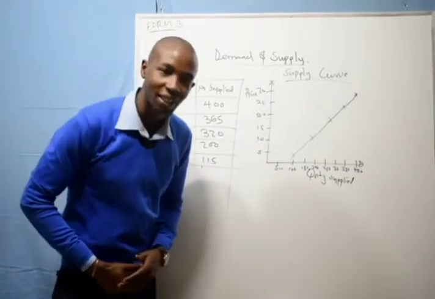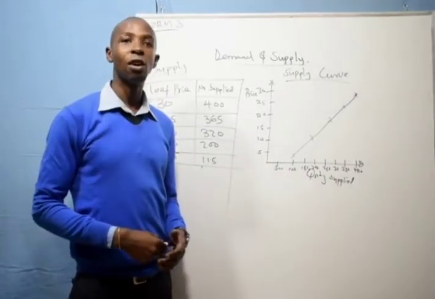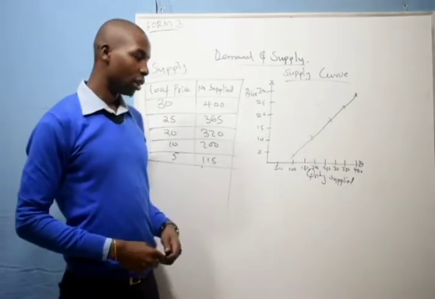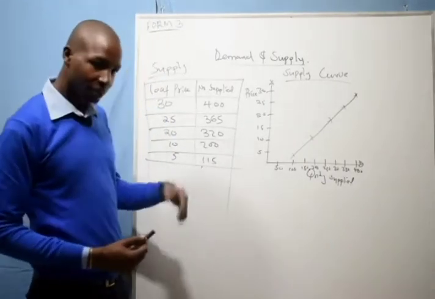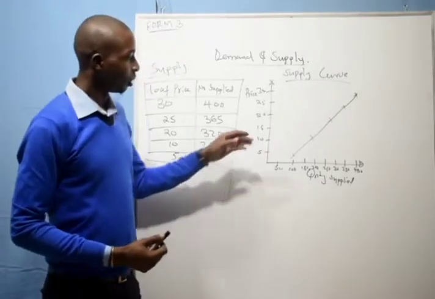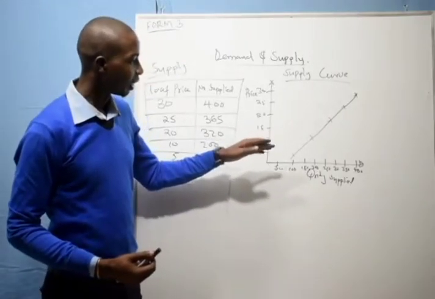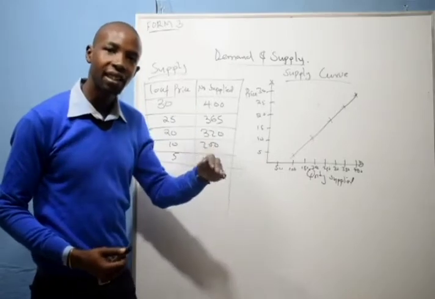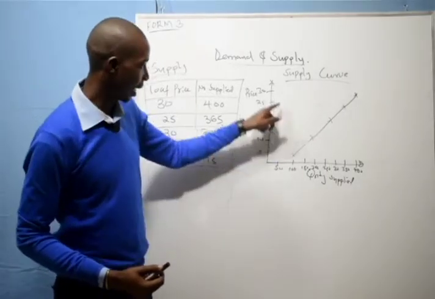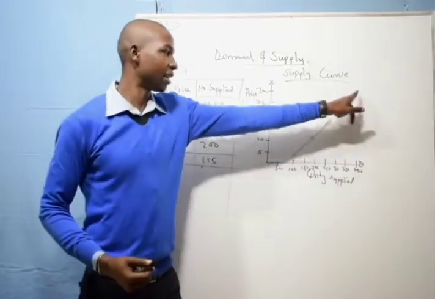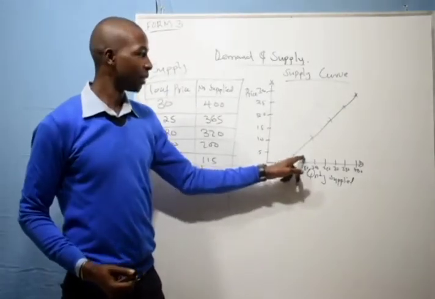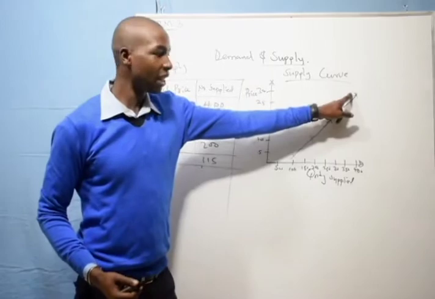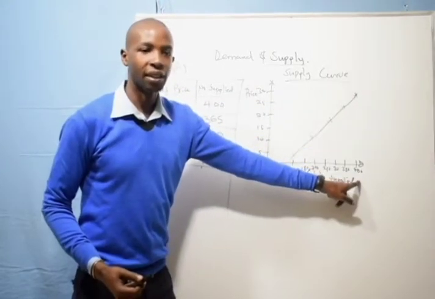And that brings us to what we call the law of supply. The law of supply basically states that the higher the price, the higher the supply. 30, 400. 5, 115. 30 is the highest price, and the highest number is supplied.